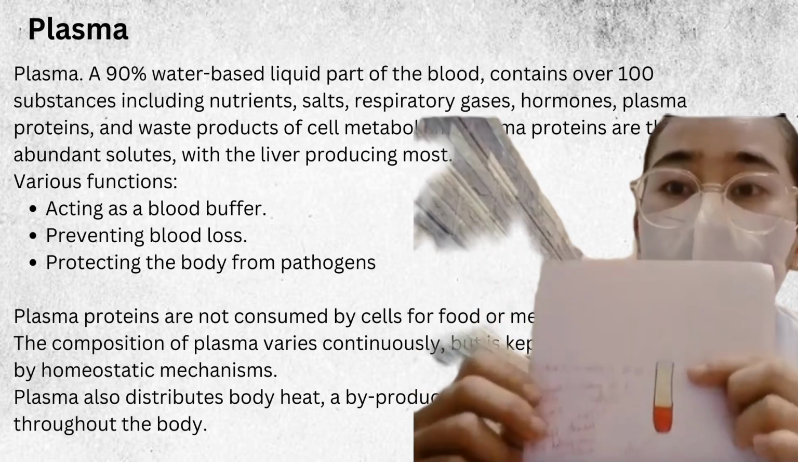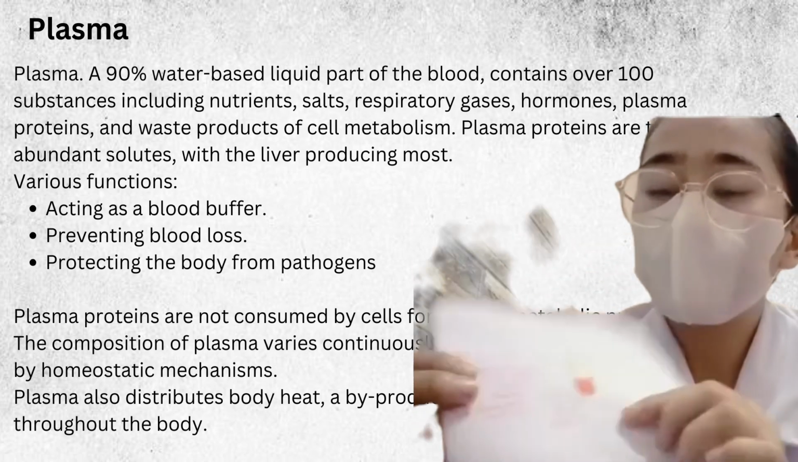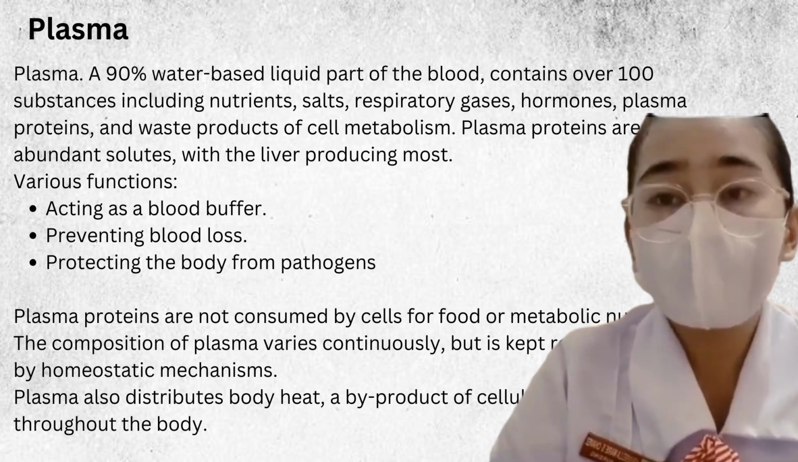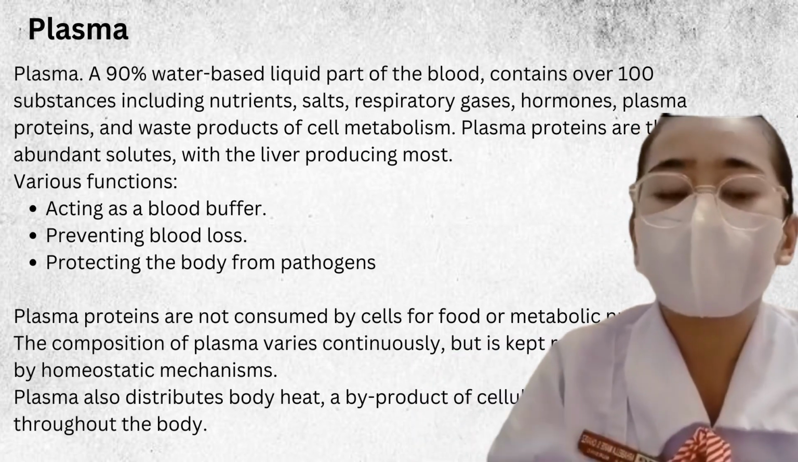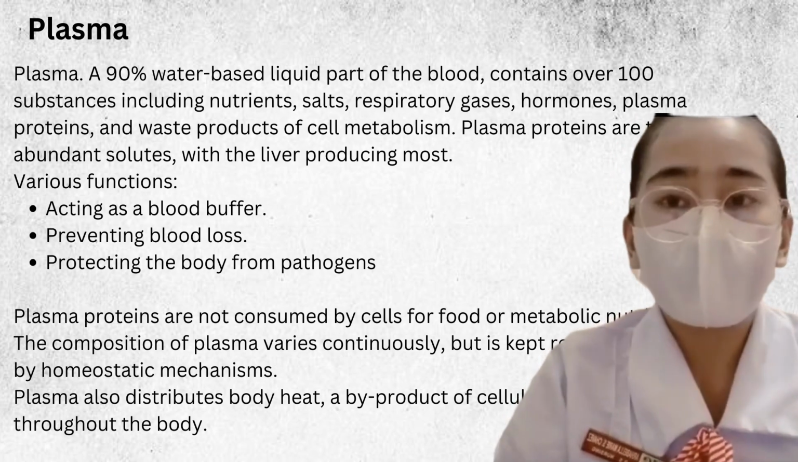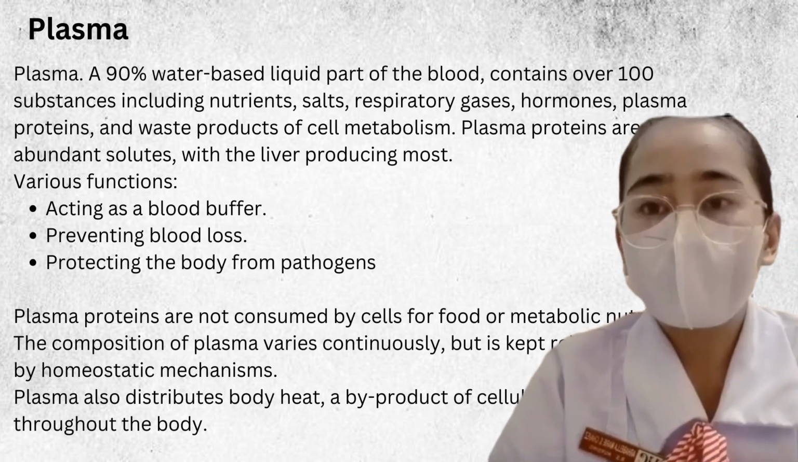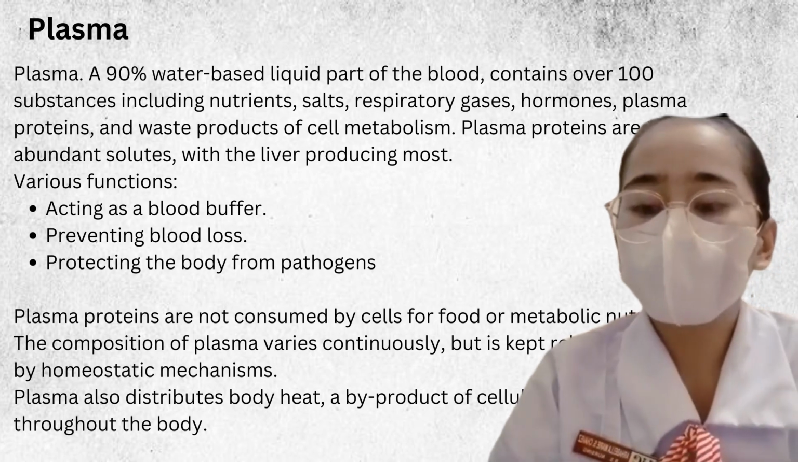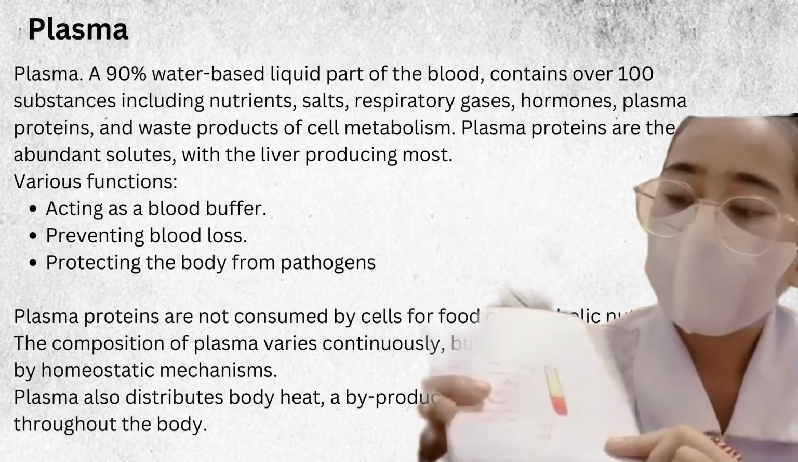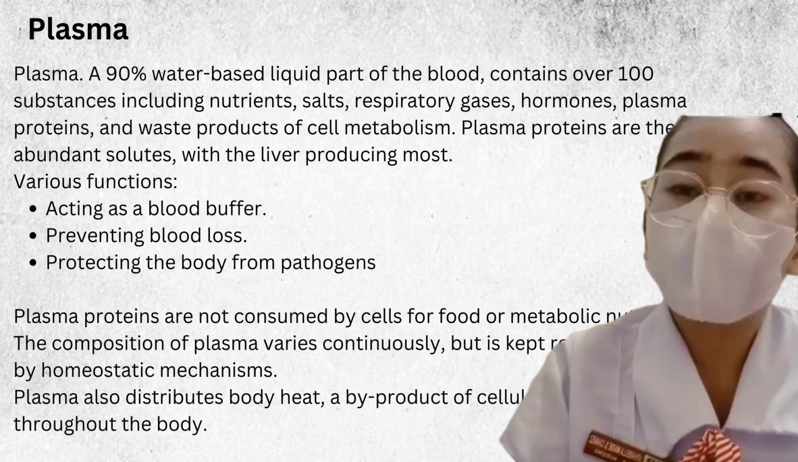Plasma is made up of water. It contains 90% water and 7% proteins. And these proteins are the albumins, globulins, and fibrinogen. And the major functions of these proteins are to give osmotic balance, pH buffering, clotting of blood, defense, antibodies, and lipid transport. We also have here 3% others. So what is this others? So this is ions, nutrients, waste products, and gases.